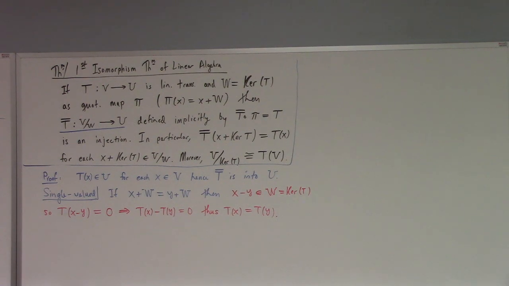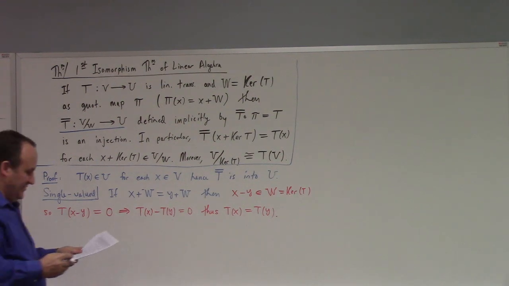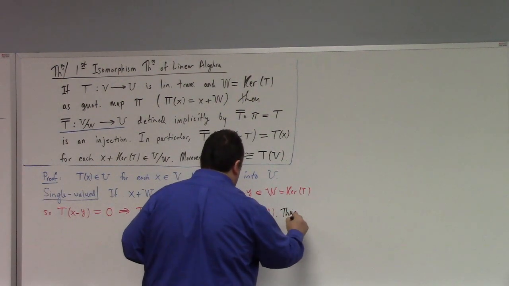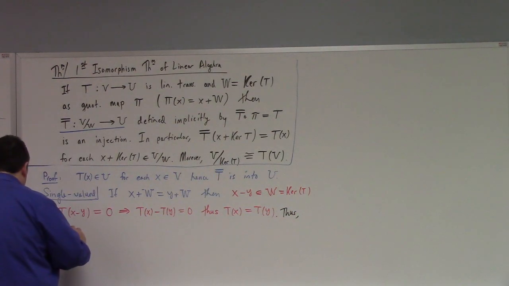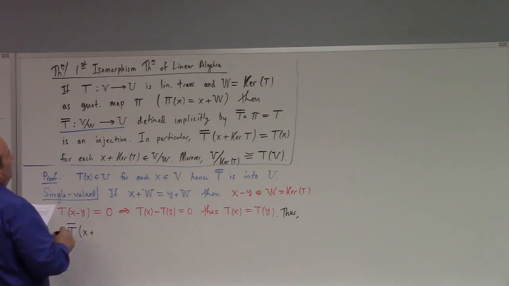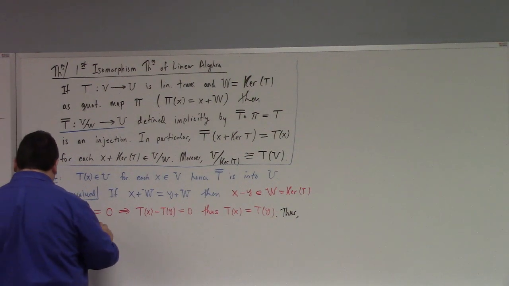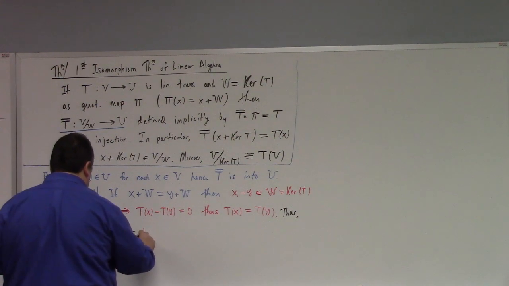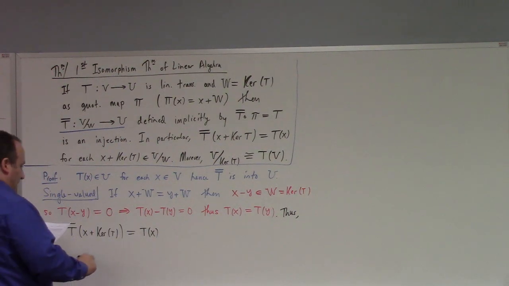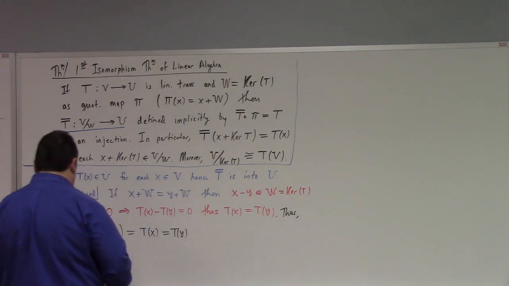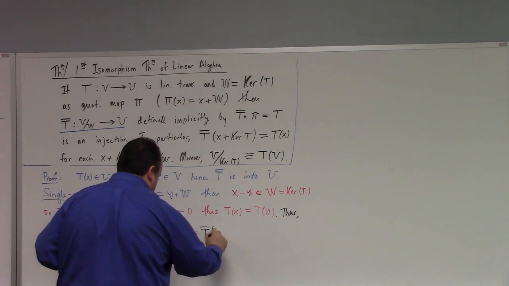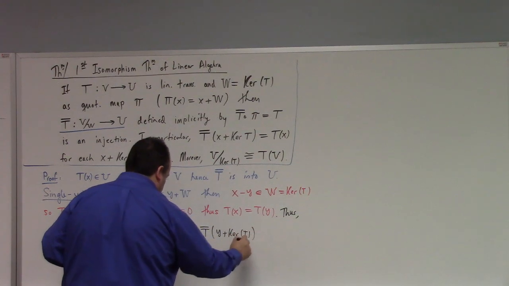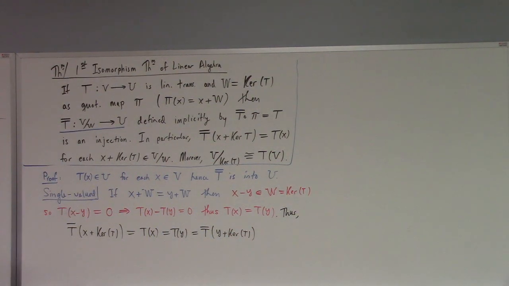I'll switch colors again, that will help. Thus, t bar of x plus the kernel of t, by assumption that's equal to t of x, right? But that's equal to t of y, but that's equal to t bar of y plus kernel t. Therefore, t bar is single valued, right?